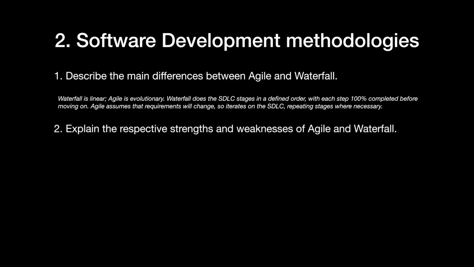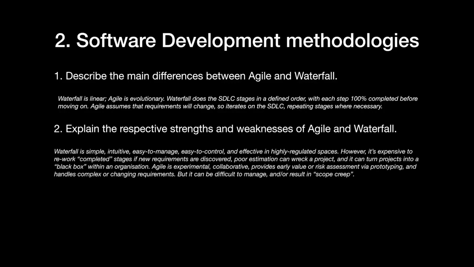Explain the respective strengths and weaknesses of Agile and Waterfall. Waterfall is simple, intuitive, easy to manage, easy to control, and effective in highly regulated spaces. However, it's expensive to rework completed stages if new requirements are discovered. Poor estimation can wreck a project, and it can turn projects into a black box within an organization. Agile, on the other hand, is experimental, collaborative, provides early value or risk assessment via prototyping, and handles complex or changing requirements. But it can be difficult to manage, and it may result in scope creep.